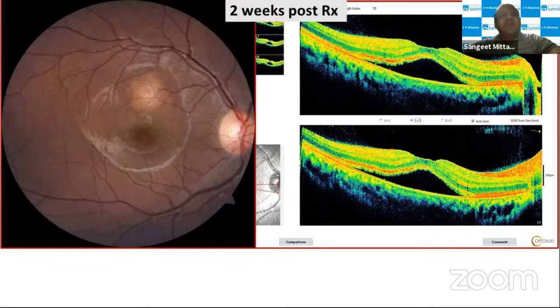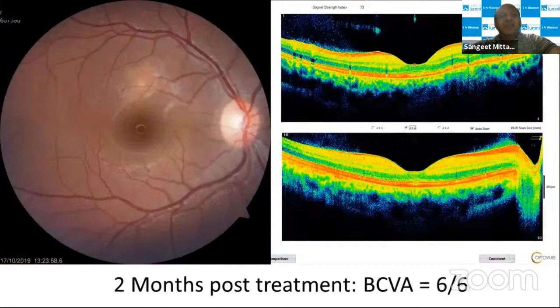And this was 2 weeks later, the neurosensory detachment has decreased and the contour of the retina has become normal. This is 2 months later, the neurosensory detachment has gone off and the best corrected vision has improved to 6/6.